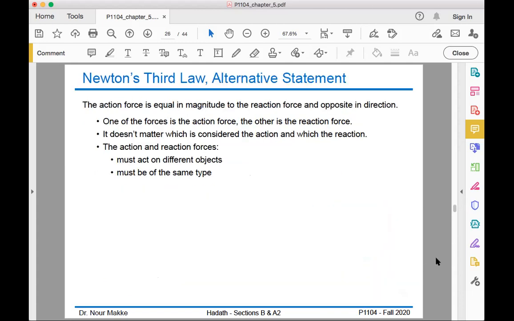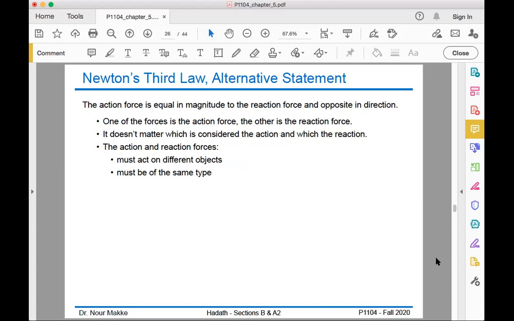Now, who is the action and who is the reaction? Well, it doesn't matter. One of the forces is the action and the other is the reaction. It doesn't matter which one is considered the action or the reaction.